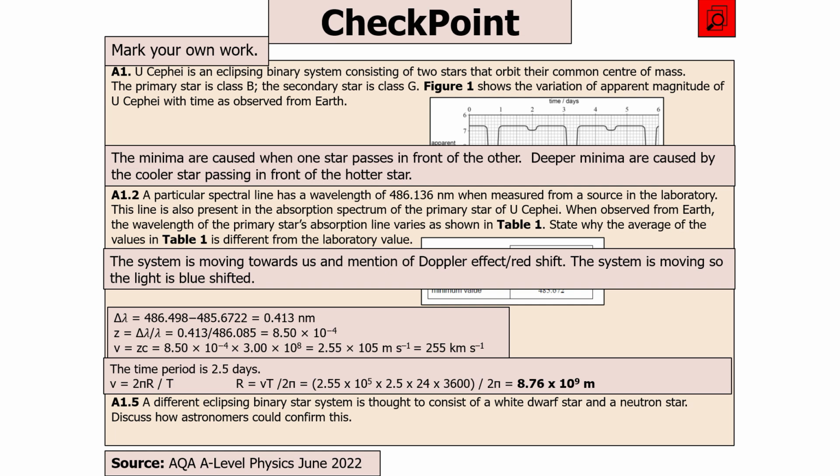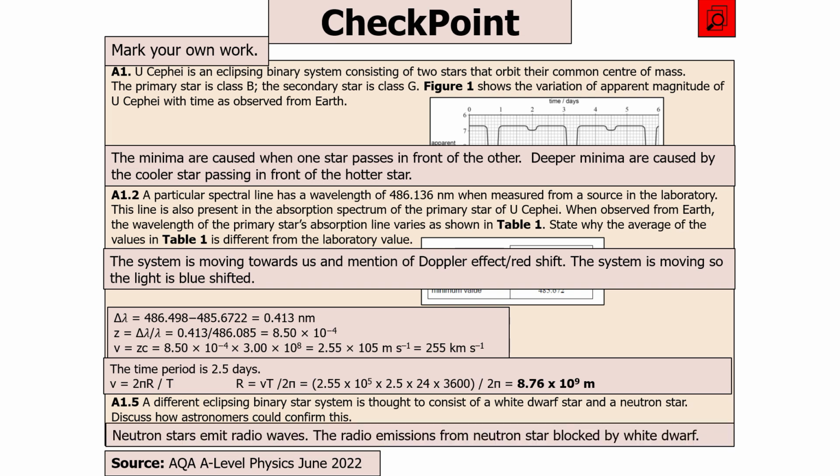And then how do we confirm any binary star system? Well, it comes from the fact that you've got to think about one of the objects blocking out the other. So the neutron star will emit radio waves. The radio emissions from the neutron star, which is a fact that we know, will be blocked by the white dwarf star when they pass in front of it, so you can detect its presence.